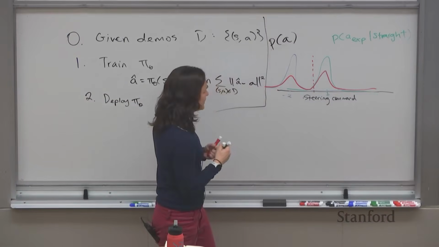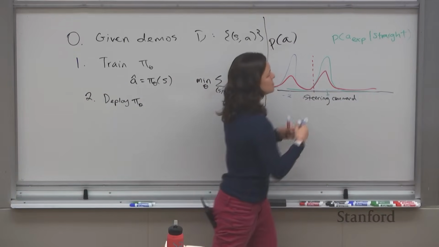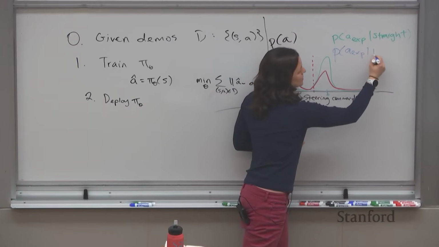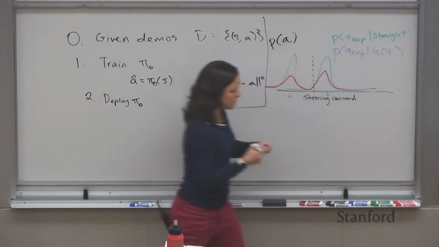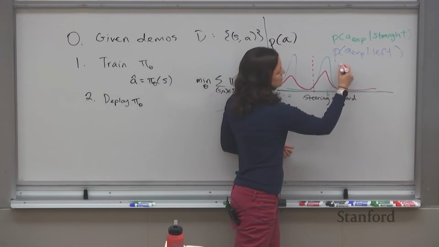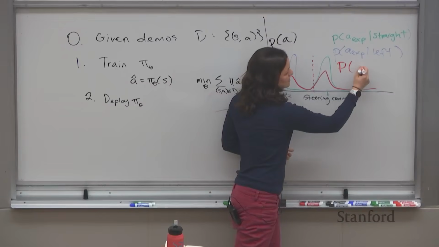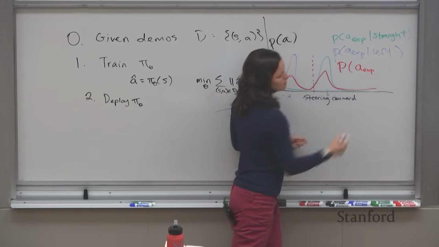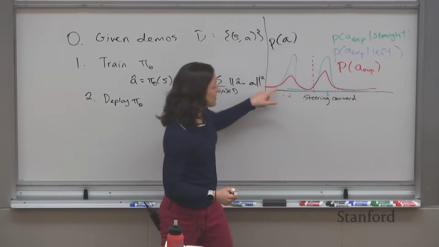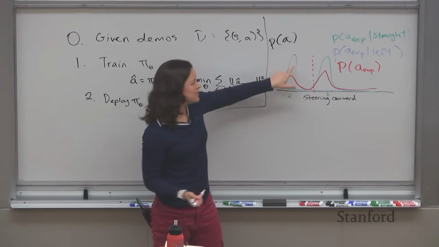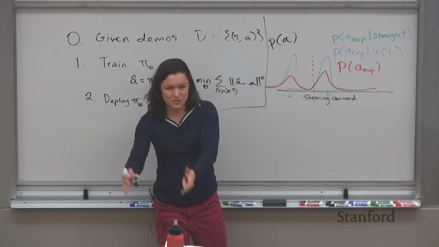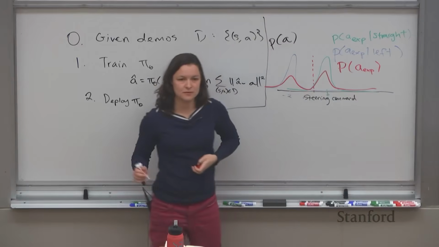The blue is the distribution over expert actions if they choose to merge left. And then the red is the distribution of actions represented in the data set for a given state. So the red is actually what your data looks like. I'm just showing what the distribution looks like for one subset of drivers and the other subset of drivers.